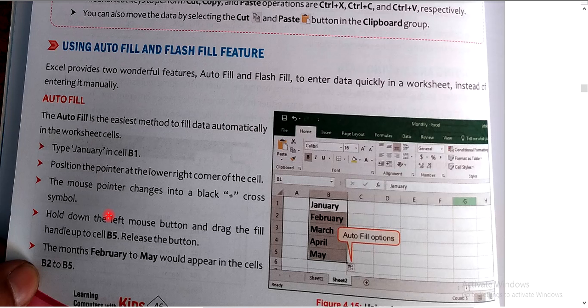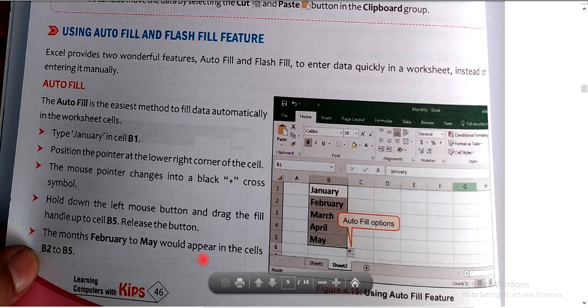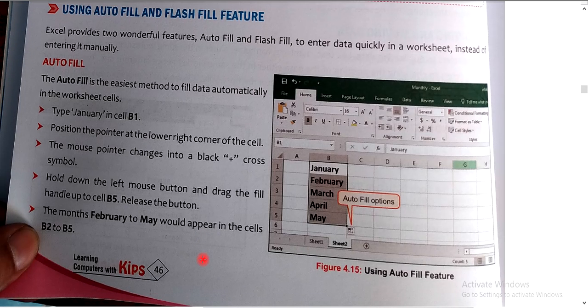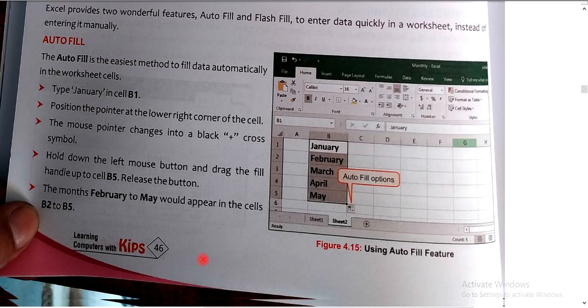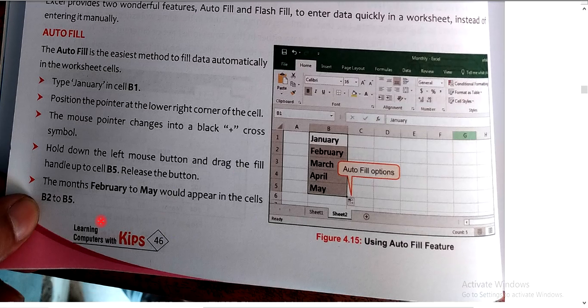After the cross symbol appears, press the left mouse button and drag the fill handle down, up to whatever cell you want, up to 12. When we press the mouse button and drag down from January, February, March, April, May, June, July follow. In this way the data will fill automatically in the cells. This is how we can fill the data.